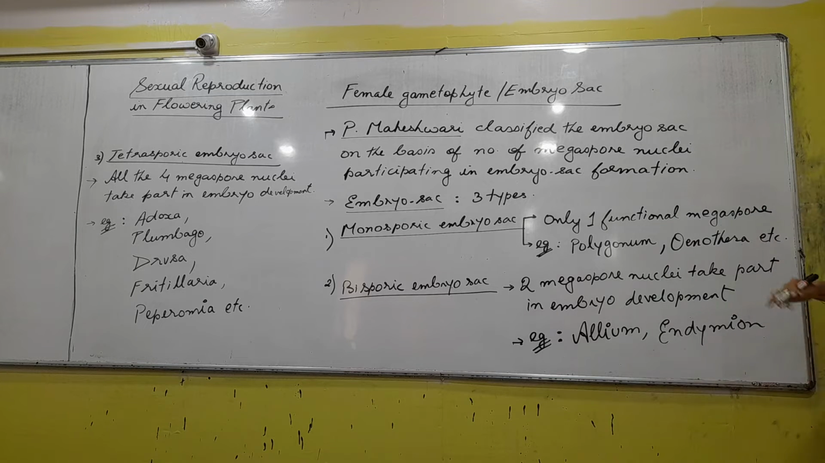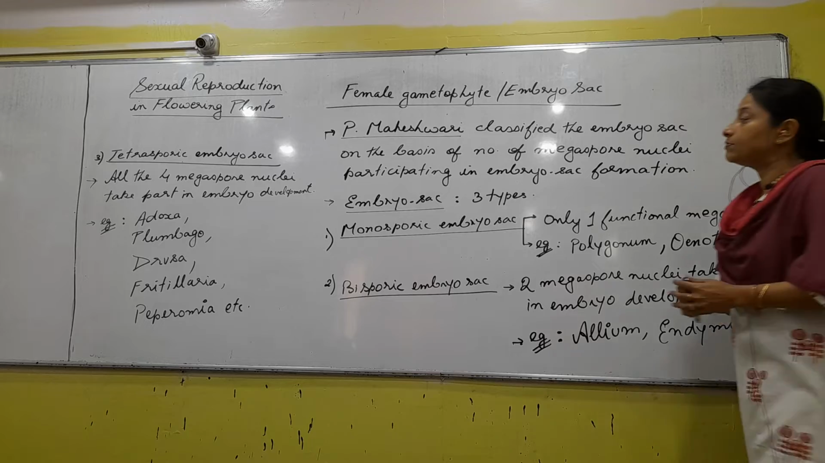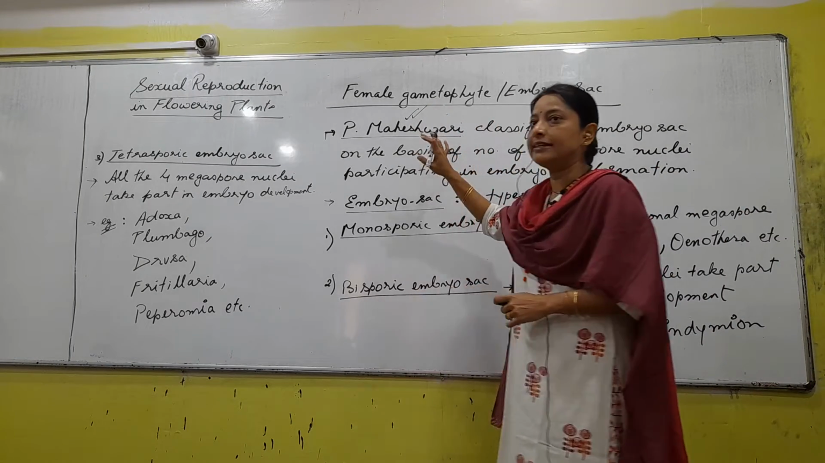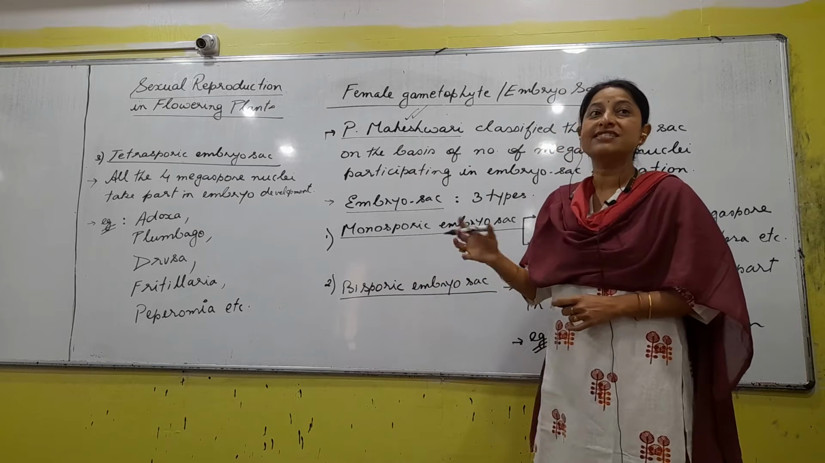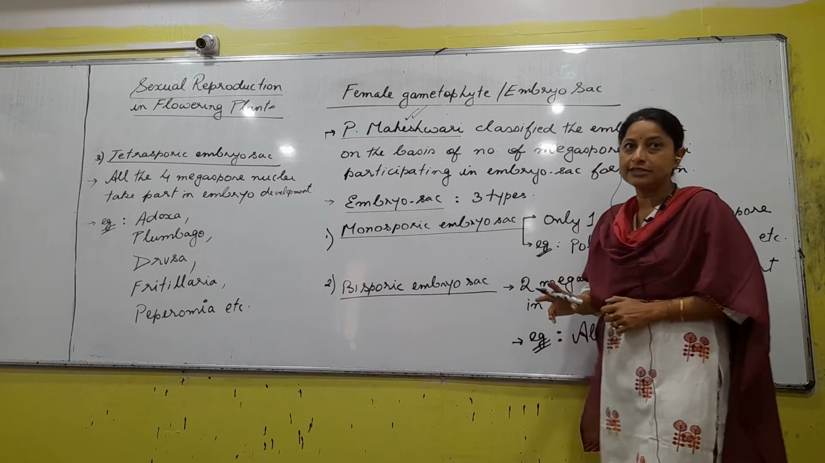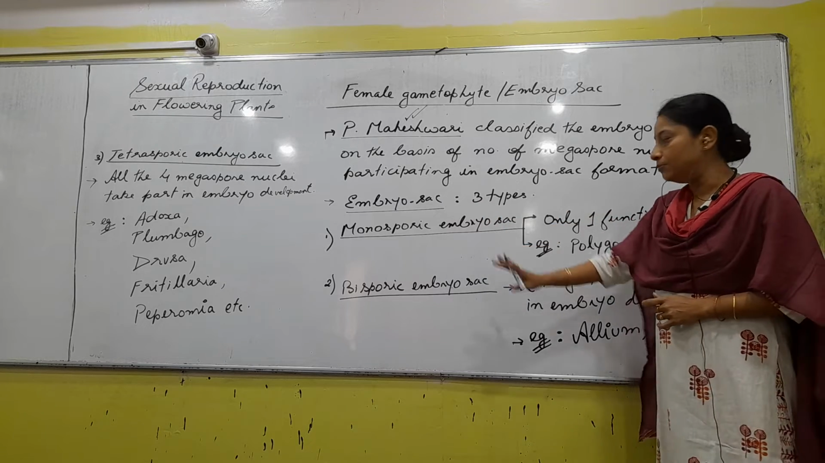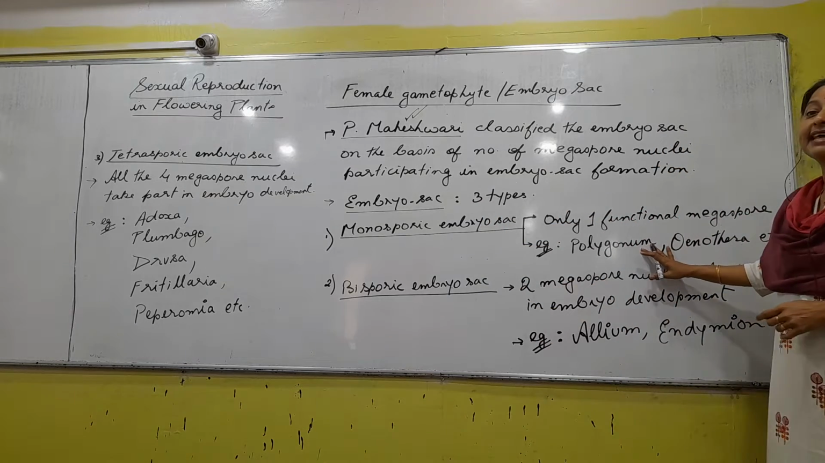Right? So this is the starting point about the female gametophyte. What is important from this part, from the examination point of view, is the name first. Who gave the classification and who did the study of the embryo sac? We always remember Maheshwari, right? Next is the embryo sac, 3 types; we understood the meaning. What is important again is the examples.